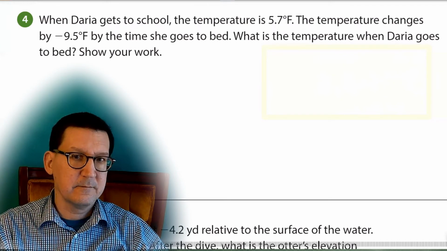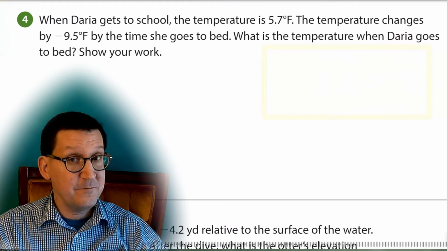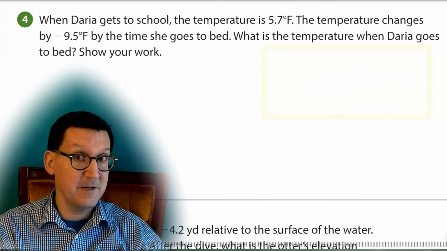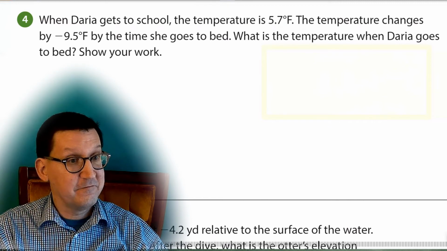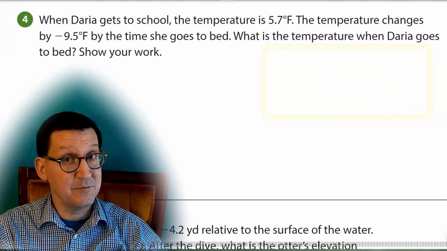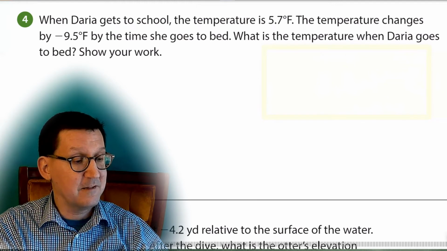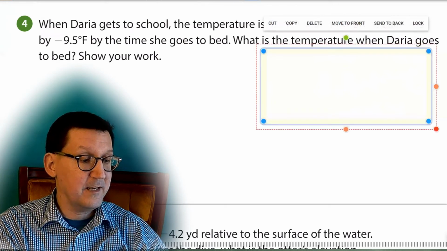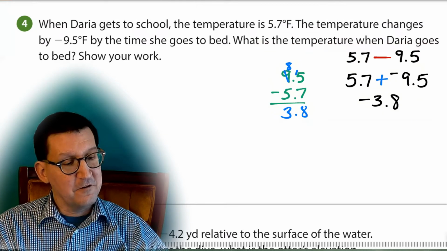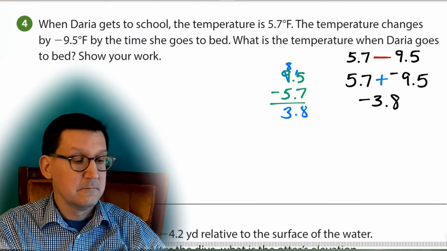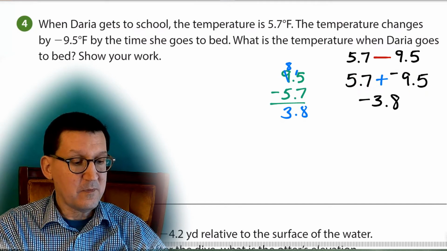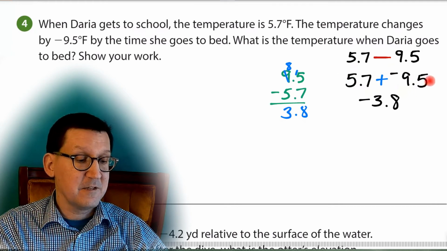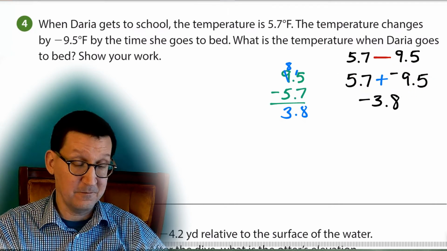And show your work. Well, if the temperature is 5.7 and it changes by negative 9.5, that means it's going down 9.5. So that means we can have 5.7 minus 9.5, right? Because we're finding the difference and our change is in the negative direction. So what would that look like? Kind of like that. We have 5.7 minus 9.5. As before, we have 5.7 plus a negative 9.5.